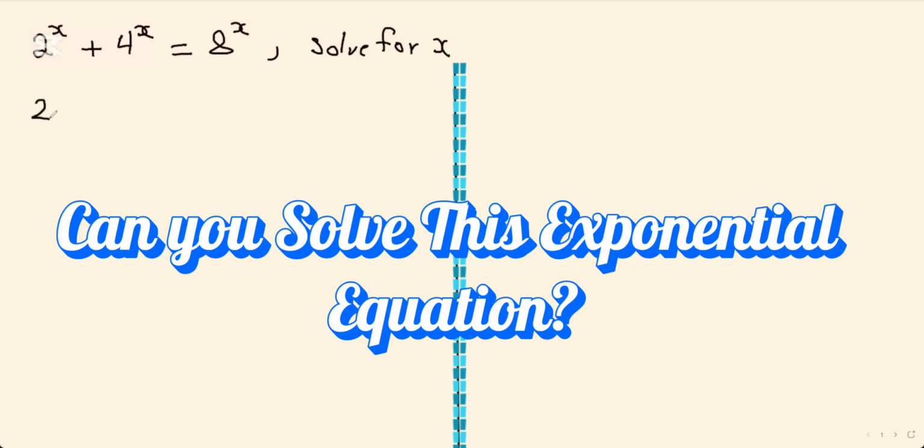So I'm going to write this as 2 to the power of x plus 2 to the power of 2x. And the 8 is 2 to the power of 3x. After this, I'm going to move everything to the right side. So I'm going to end up with 0 equals 2 to the power of 3x minus 2 to the power of 2x minus 2 to the power of x.